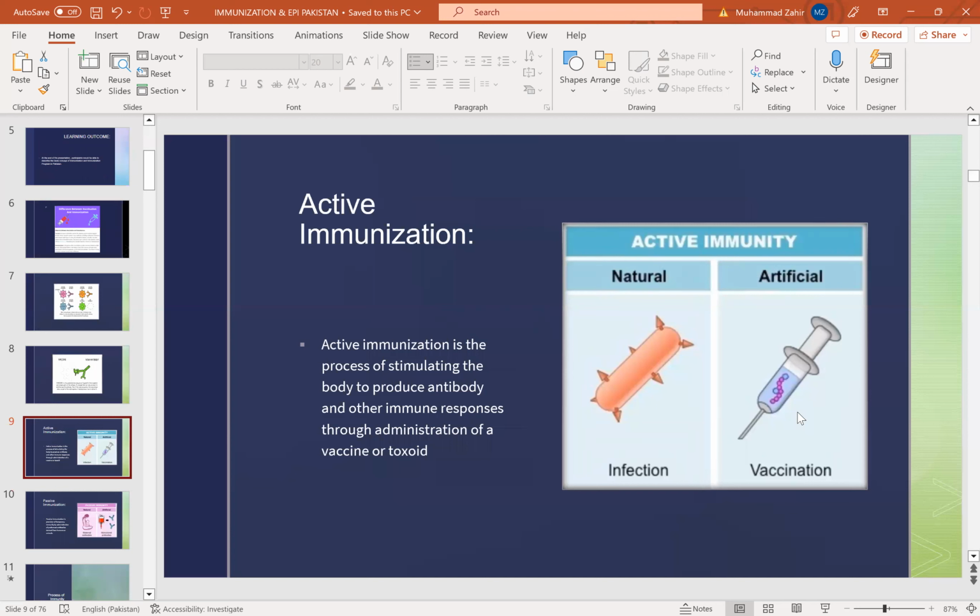Active immunization. Active immunization is a process of stimulating the body to produce antibody and other immune responses through administration of a vaccine or a toxoid. So it is natural or artificial, natural by infection and artificial by vaccination.